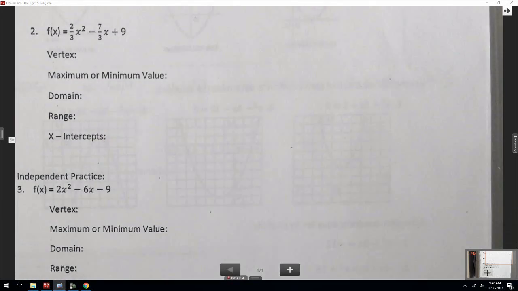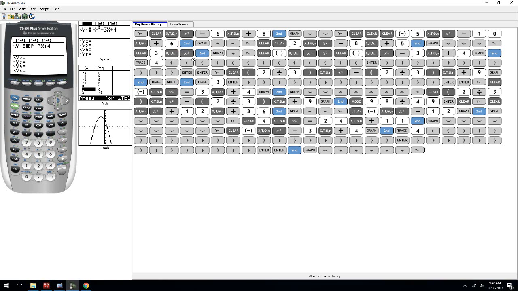Parentheses. There you go. All right, go to your calculator. Here we go. Y equals. Faster we get it done, faster we get finished. Go to y equals. Now here's how you type it in. Parentheses, 2 divided by 3. Close your parentheses. Then you type in x squared.